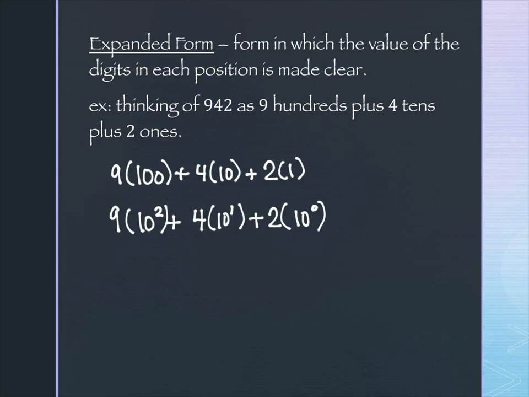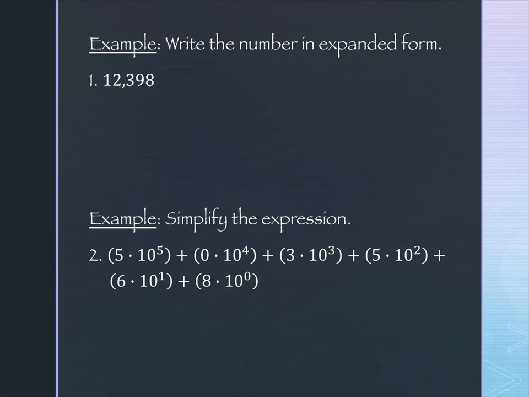So what we're going to do is we're going to take a number that's written in standard form, like 942, and we're going to write it in expanded form. And then we're going to take a number that's written in expanded form, and we're going to write it back in standard form. A lot of going back and forth today in the things we're working with. So our number is 12,398. I'm going to do a sort of an intermediate step in doing this, just because I think it makes it a little bit more obvious what's happening.